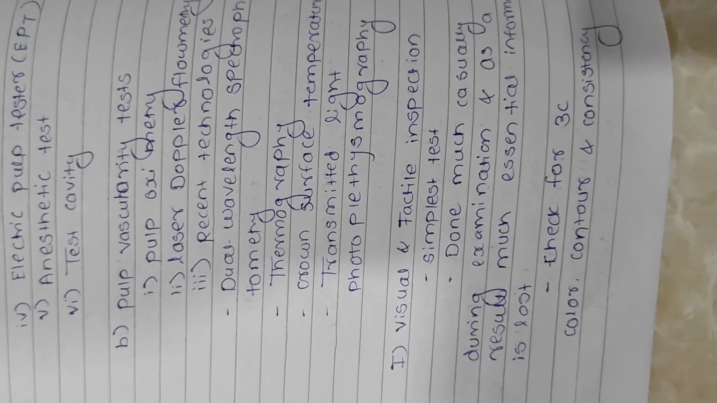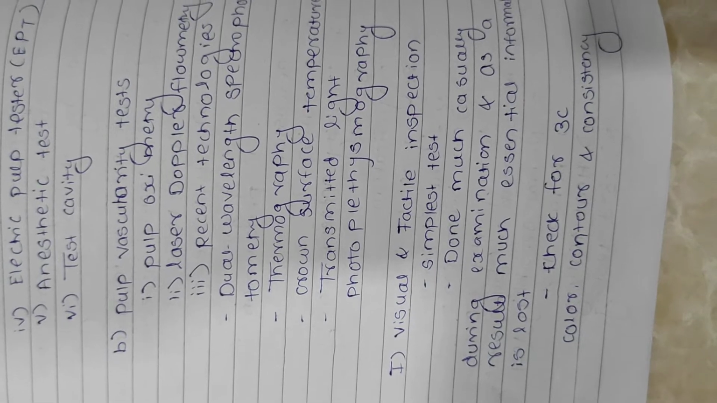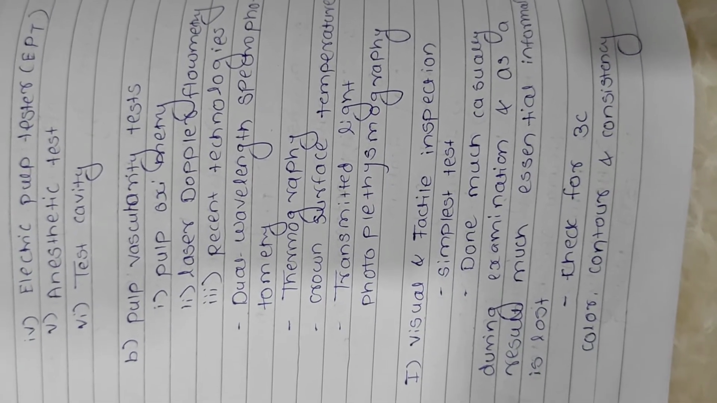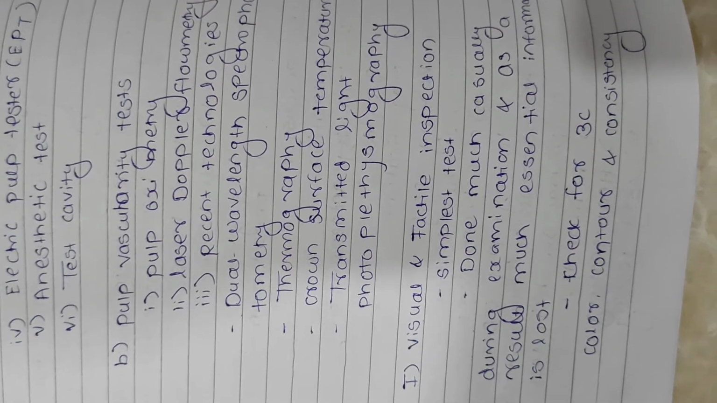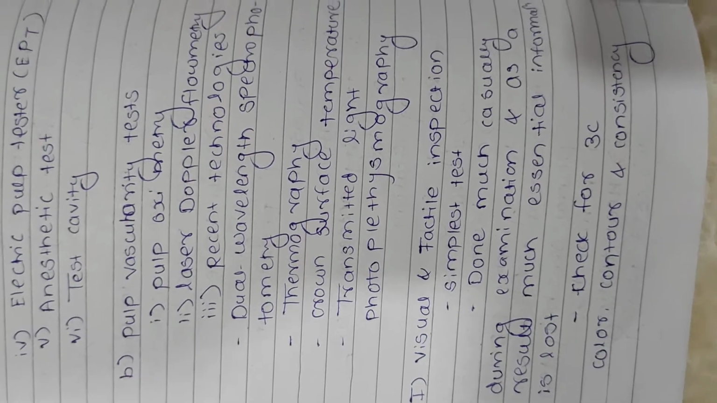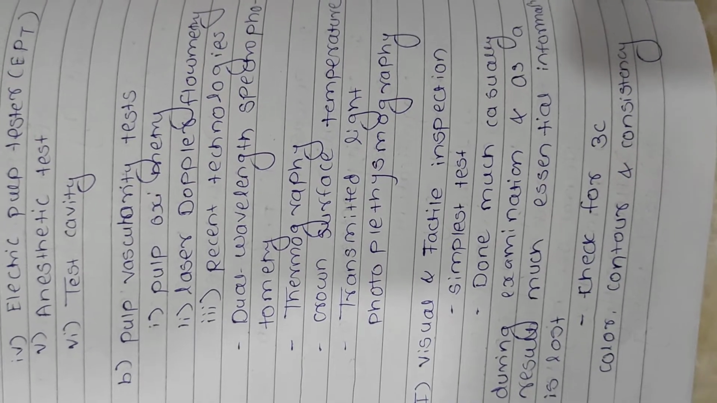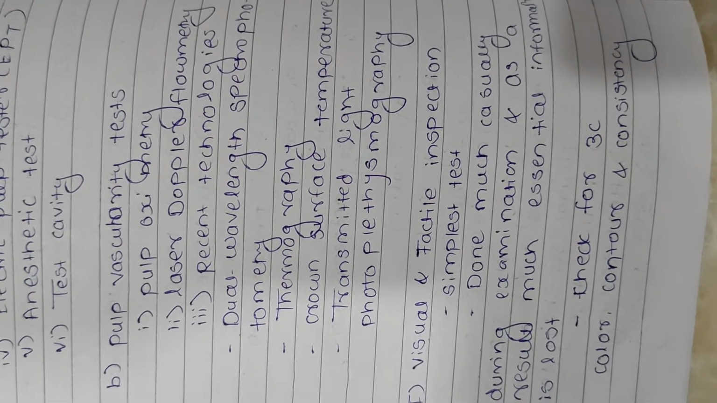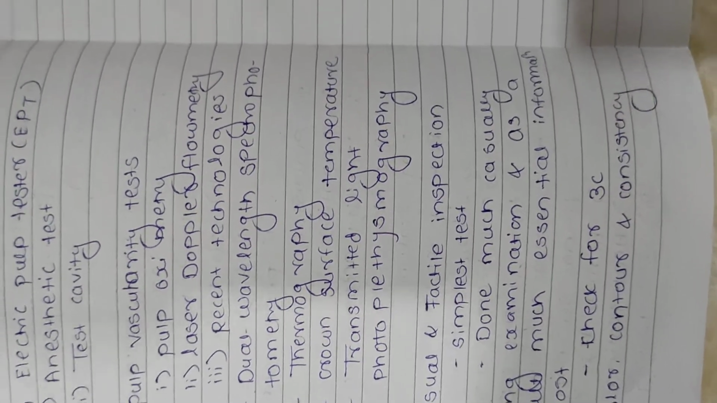Coming to the very first point, that is visual and tactile inspection. Visual and tactile inspection is the simplest test. It is done very casually. As a result, much essential information is lost. So always do the examination very carefully. Check for the 3C, that is color, contour and consistency.